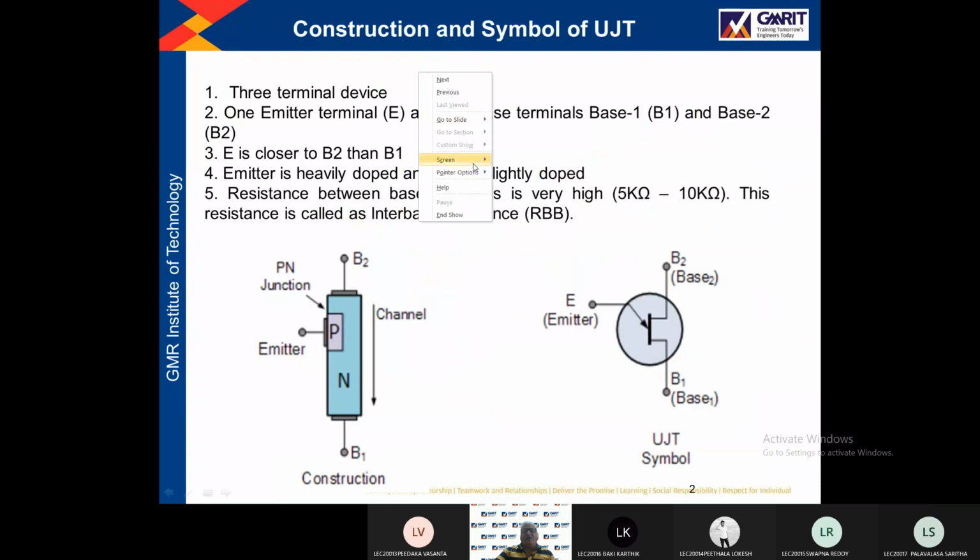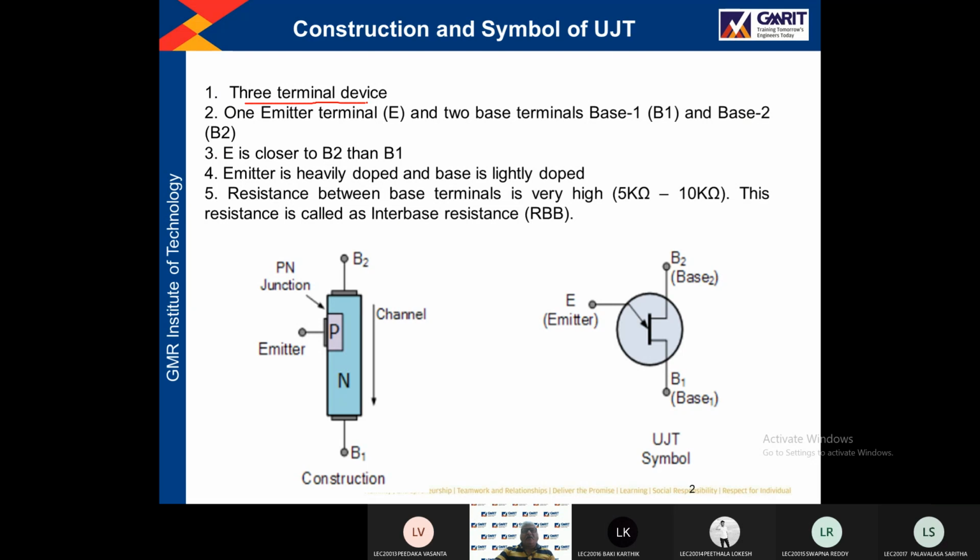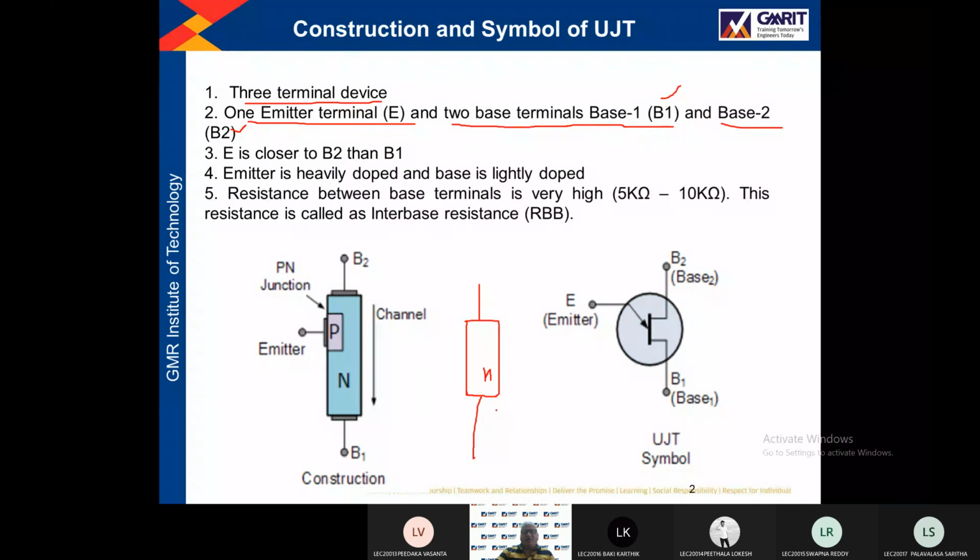So here you can see it is a 3 terminal device. One is the emitter terminal, and there are 2 base terminals. One is base 1, another is base 2, right? B1 and B2. So it has 3 terminals like a transistor. Now here you can see what will be done. First, this n-type material will be taken, right? And 2 terminals will be taken out from this.